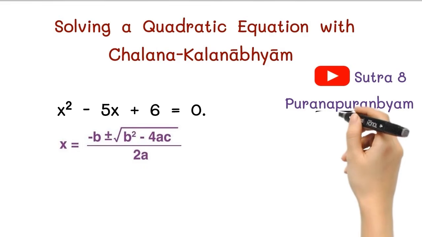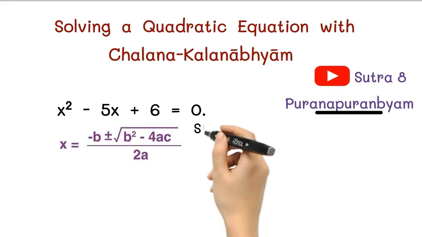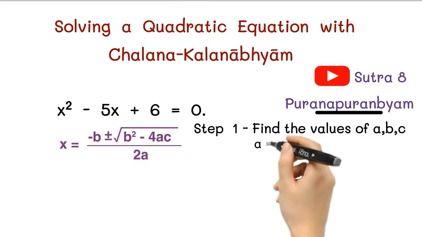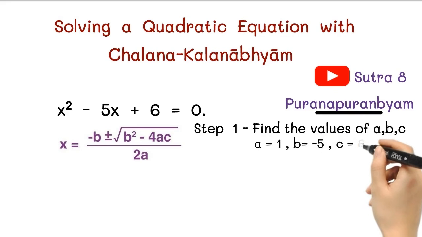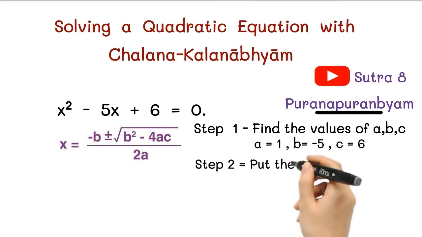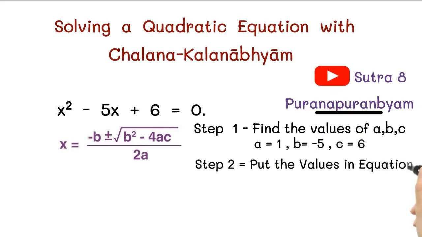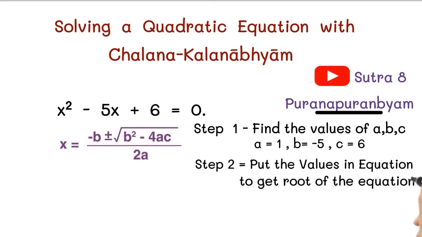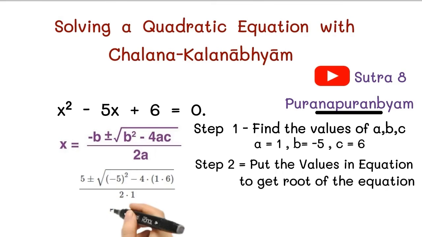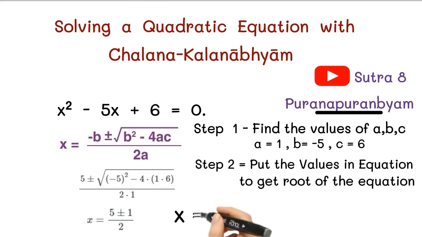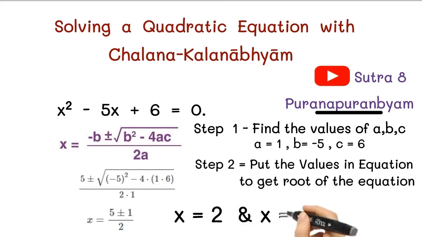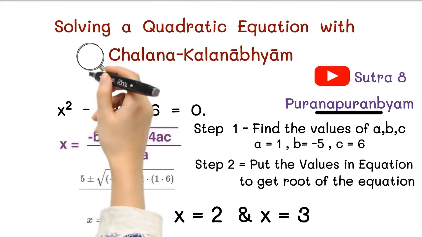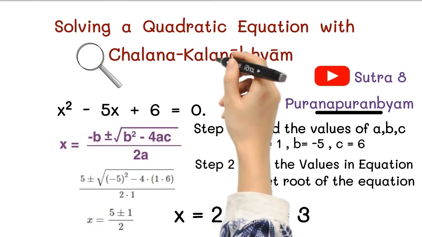For Chalana Kalanabyam Sutra, we will use the same strategy as the previous one. So let's find out the values of a, b and c. So a is equal to 1, b is equal to minus 5, c is equal to 6. Now, by putting the values of a, b, c in the sutra, we will get the roots of the given quadratic equation. And there you have it. The roots of the quadratic equation are x is equal to 2 and x is equal to 3. Notice how Chalana Kalanabyam simplifies the process while keeping it logical and easy to follow.